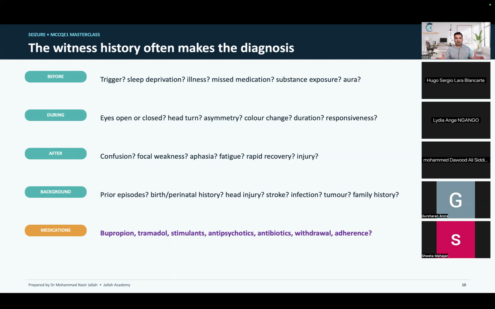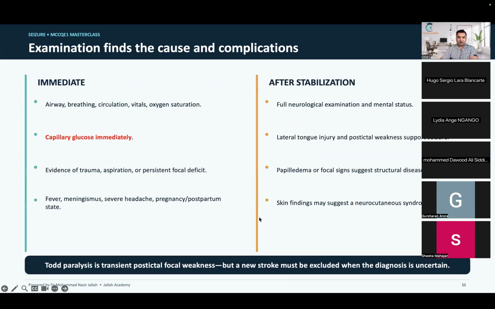If you don't cover it, you lose a lot of marks. Sometimes in MCQ1, they might indirectly throw these medications into the scenario. So you should just keep an eye on these medications. If you see them, you know that these are the reason for the seizure, and you need to know how to approach the management based on those medications. Okay, examination finds the cause and the complication.